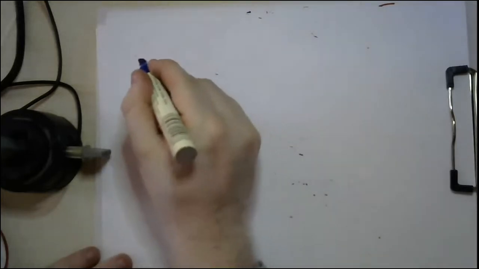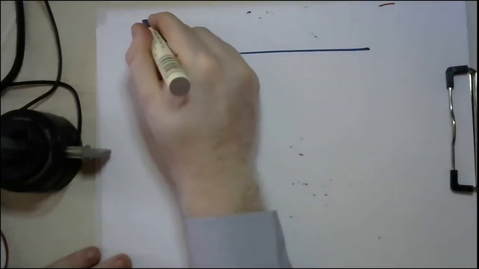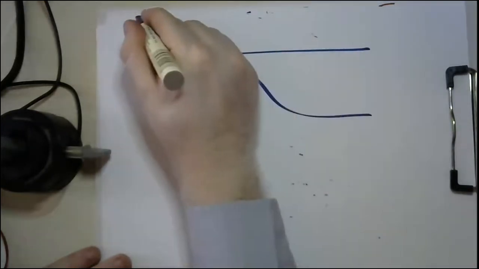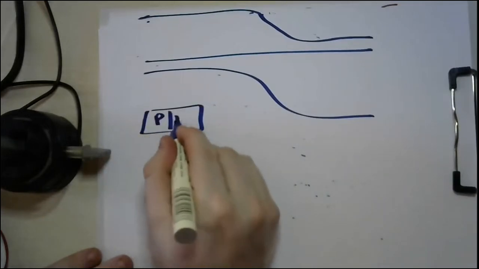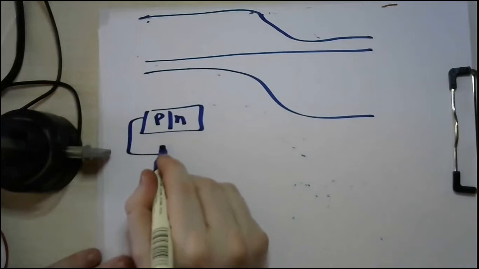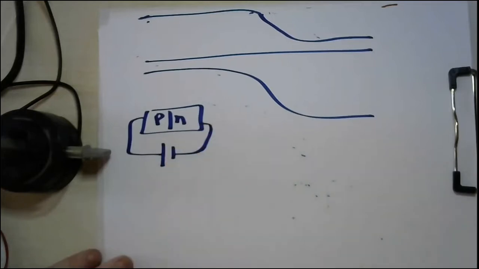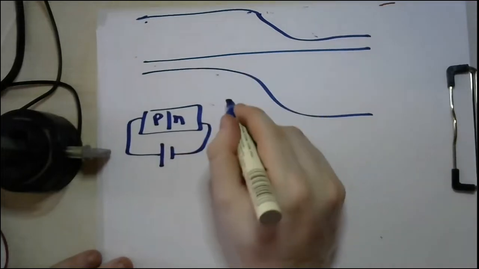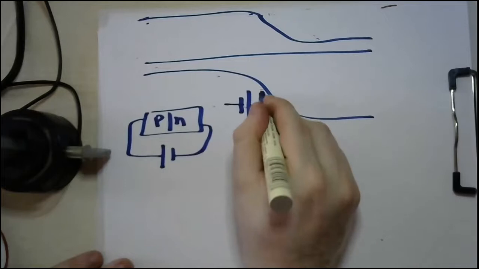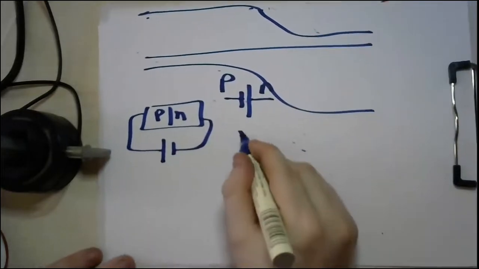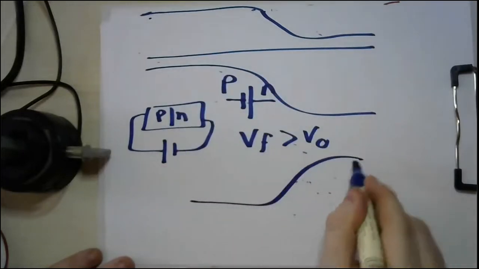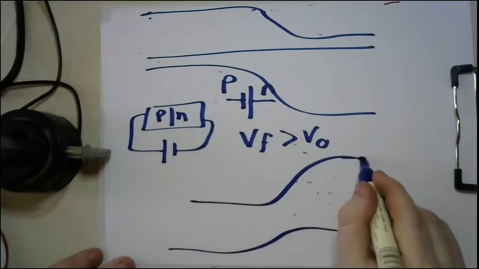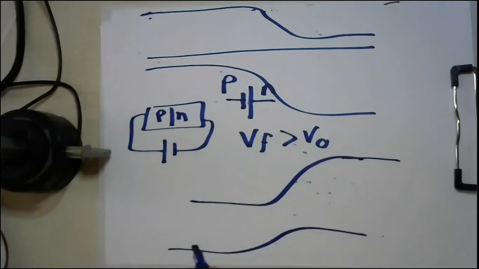So again, this is the original energy band diagram. Now I have a PN junction. The PN junction is connected in a positive, negative way. So this is the other direction because the built-in potential is in this direction. This is the N and this is the P. So now VF is greater than V node. So you will have something like this. And again, the Fermi level is no longer flat.